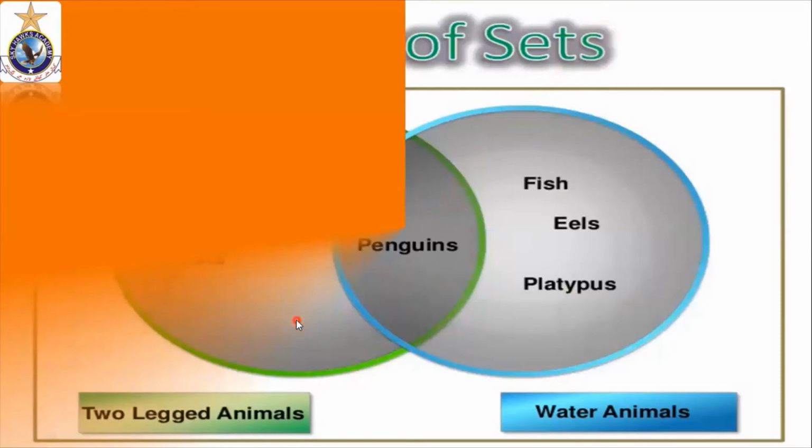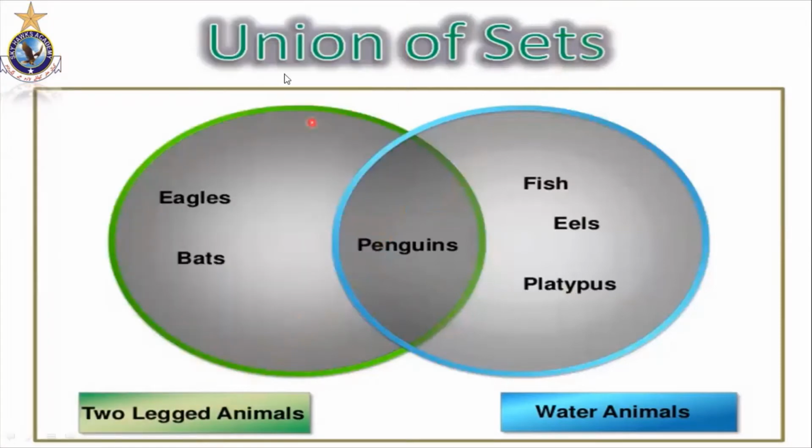Now let's see the union of two sets. Please read this one. This circle is the union of two-legged animals: eagles, bats, and water animals: fish, eels, platypus, and the common penguins. So this is the union. Union is represented by the gray color. All this area, which is included in this, and also in this, and also in the common area, is called the union of two sets.